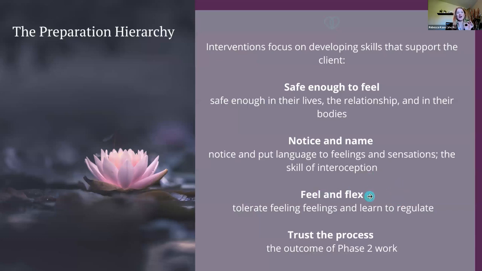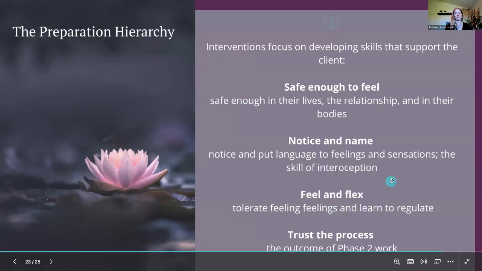So feel and flex is like, I can tolerate this distress and I'm going to use skills. Somebody who's like, I notice I'm feeling anxious, so I immediately down a pint of vodka. They're kind of struggling to feel and flex, right? Because they're like, I'm just going to avoid it and run away. And then all of that leads to the ability to trust the process.